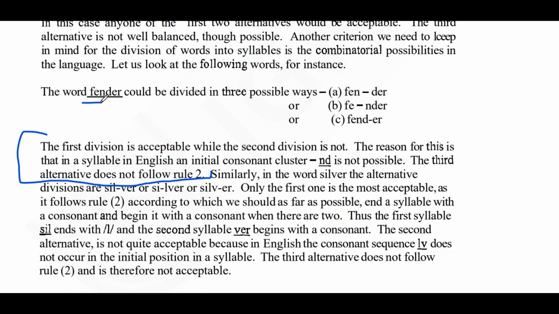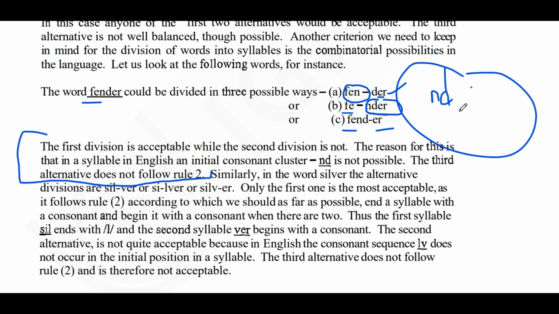So I will come to this word, fender. They have given us three different options with which we can pronounce it. The first one is fen, then der. The second is fe, nder, and then fend and er. So they have also given which ones are possible and which ones are not possible. The first one, fen and der, this division is acceptable and this is the most widely used pronunciation. The second one, on the other hand, is not acceptable because it has N and D, and this combination of letters does not stand on its own. It needs to have another letter which comes before it, because this cannot just be on its own.